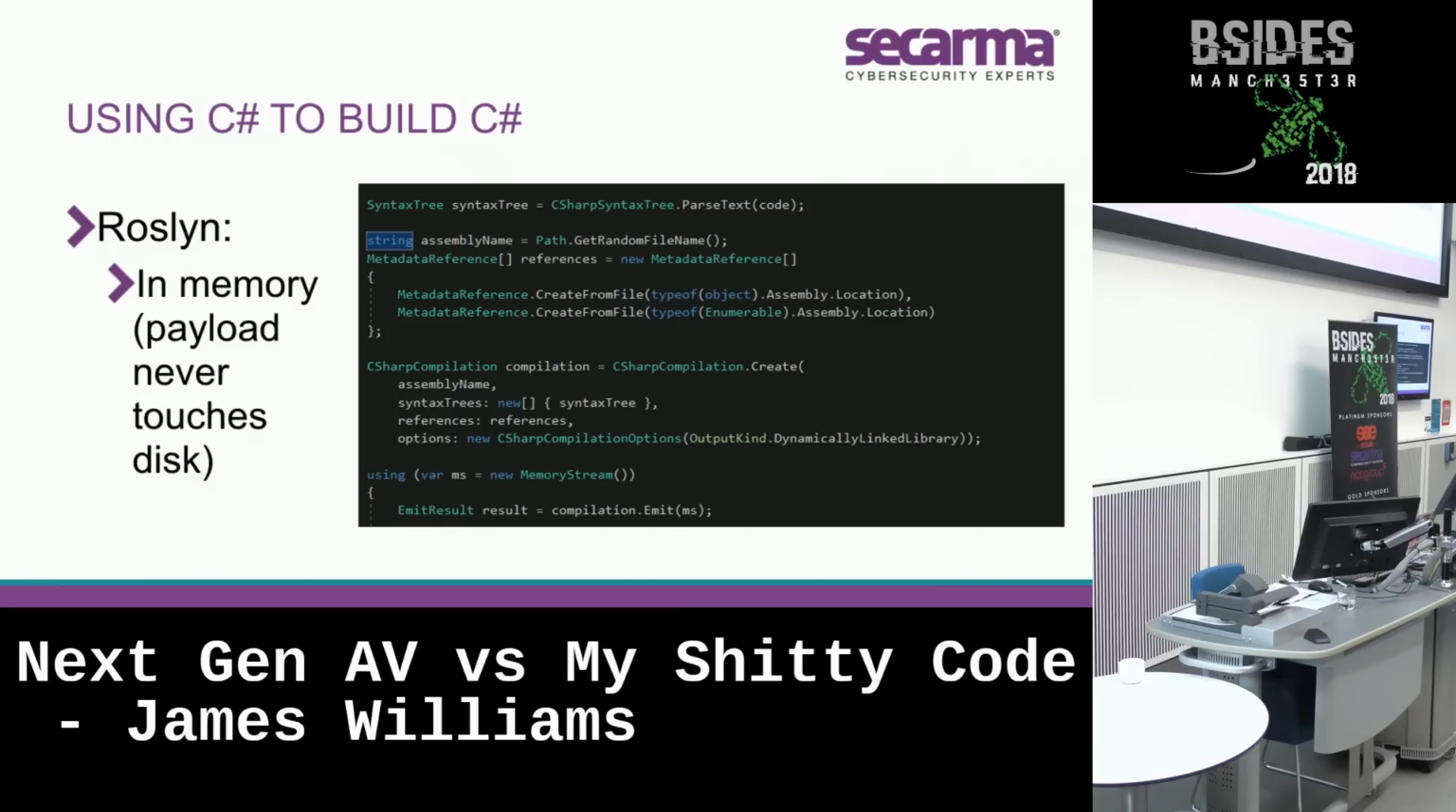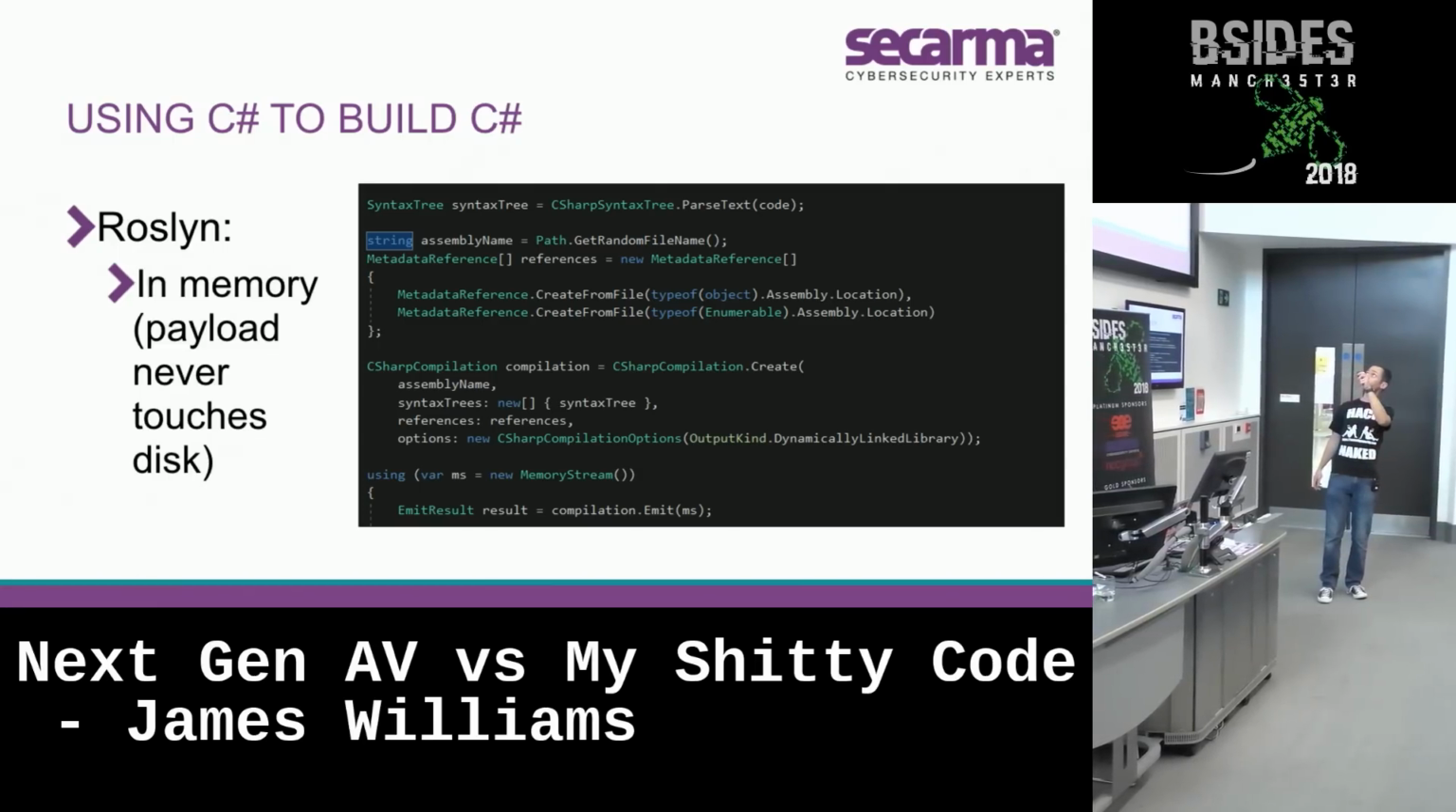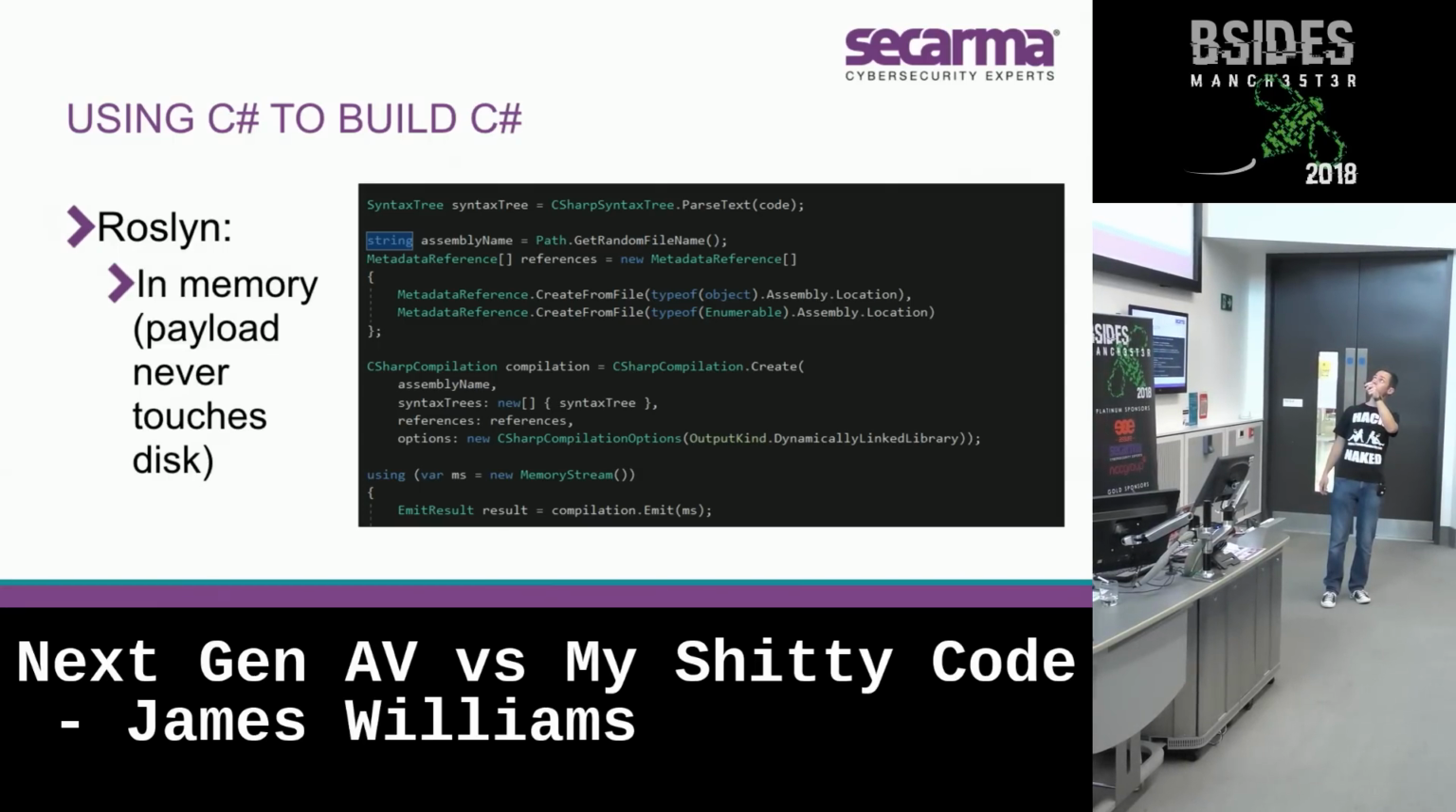So the code variable at the top here, this is the plain text code. First of all, we check we're not in a sandbox, which I'll cover shortly. Then we fetch the payload, we decrypt it. If any of those steps fail, we just exit and return nothing. So we grab this code variable and pass it into the C# syntax tree. This is the Roslyn way of building code in memory. We need a random file name, because when you build stuff, you have to give it an assembly name, so we can just get a random name. It doesn't matter what that's called.